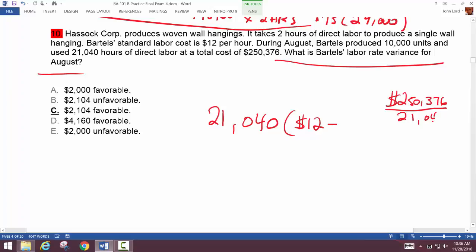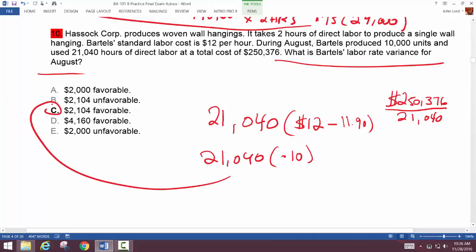$21,040. Do you think that this surface has helped you? Do you feel smarter now that you have the surface? So 250,376 minus 21,040. You get what, Long? 11.9. Okay, good. So we've got 21,040, and you're multiplying that times, looks like a positive 0.10. So that gives us C here, right? Okay, good.